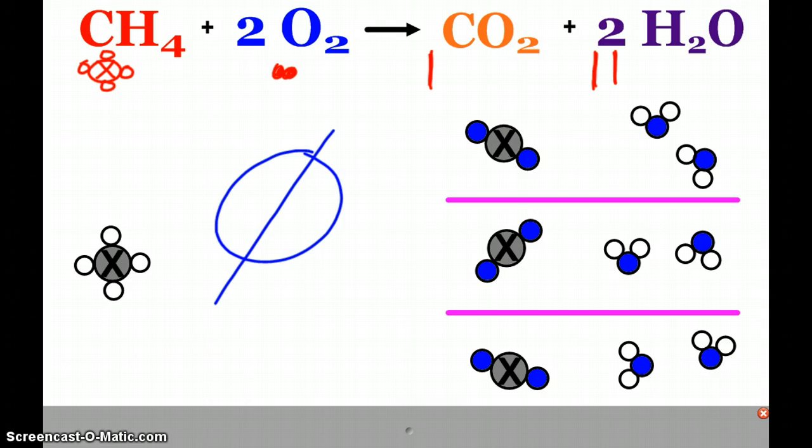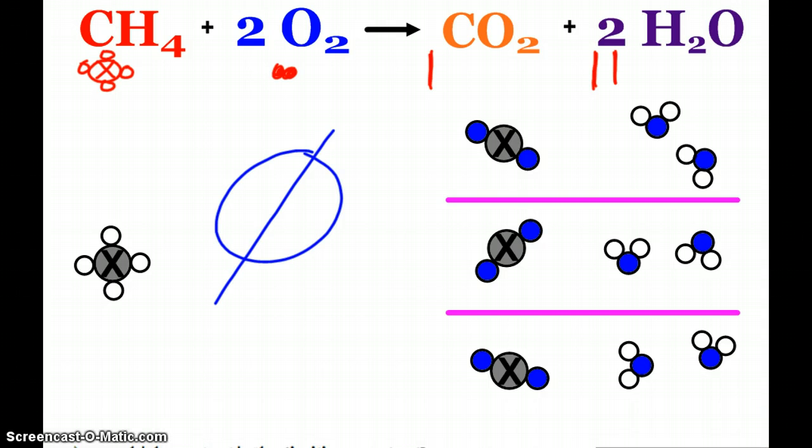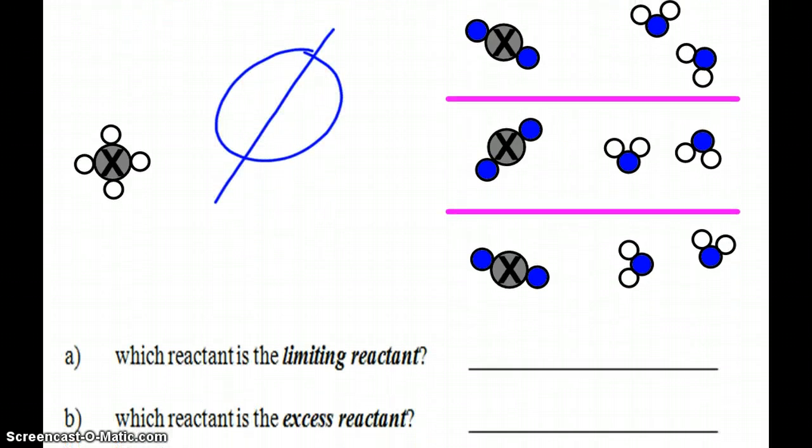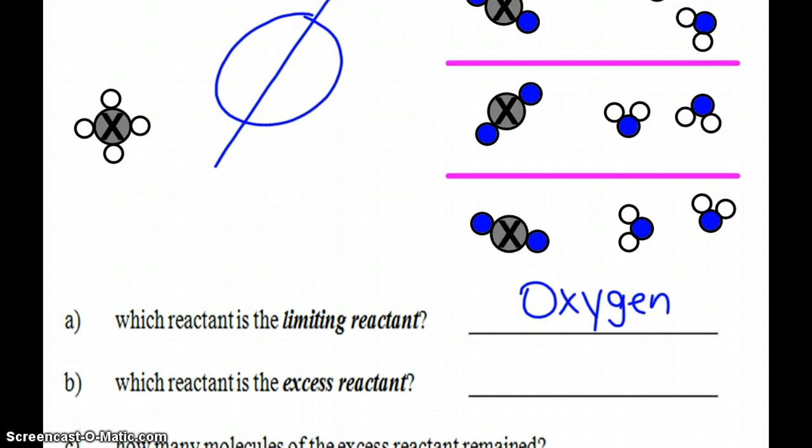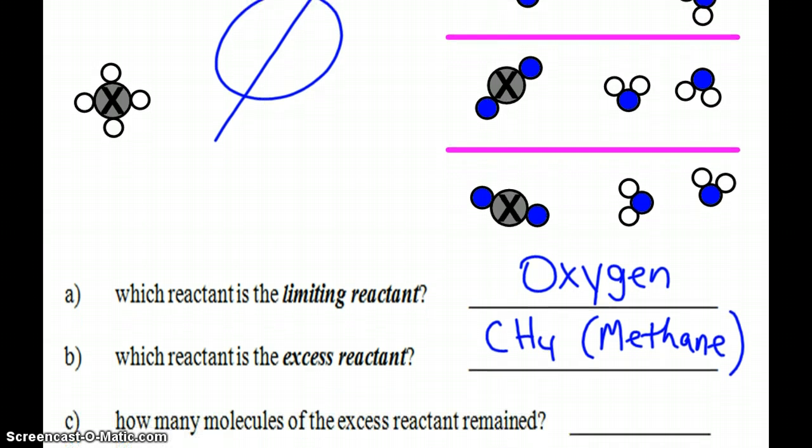If you, like I said, did it in a nice fashion, you should have seen that you have a little bit of the methane left. So again, which reactant is limiting? Oxygen. It ran out. We had to stop production. Which reactant is excess? You could write the CH4, or you could write methane. And then we have one molecule of that methane left.